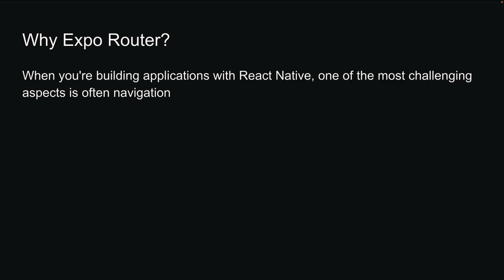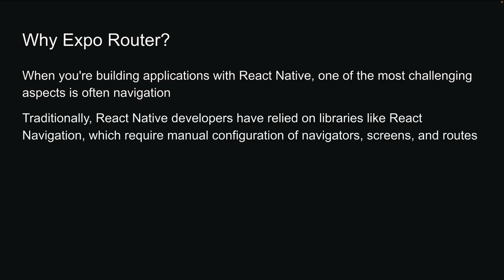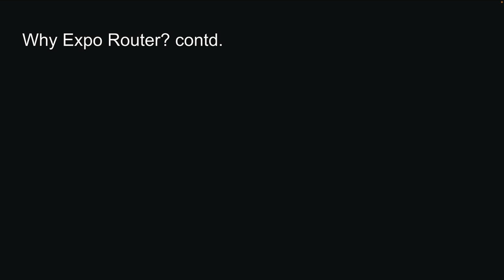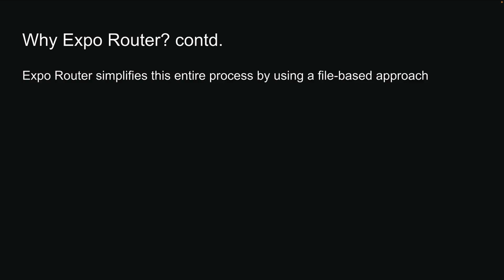When you're building applications with React Native, one of the most challenging aspects is often navigation. Traditionally, React Native developers have relied on libraries like React Navigation, which requires manual configuration of navigators, screens, and routes. This can quickly become complex and difficult to maintain as your application grows. Expo Router, on the other hand, simplifies this entire process by using a file-based approach.